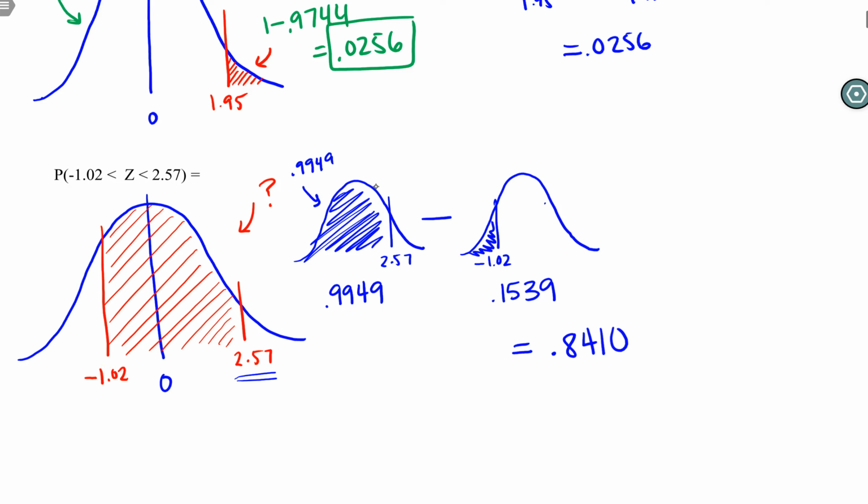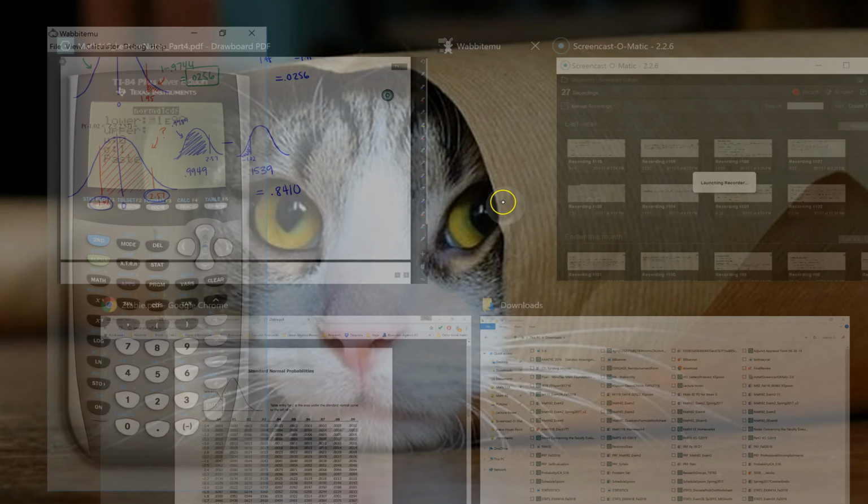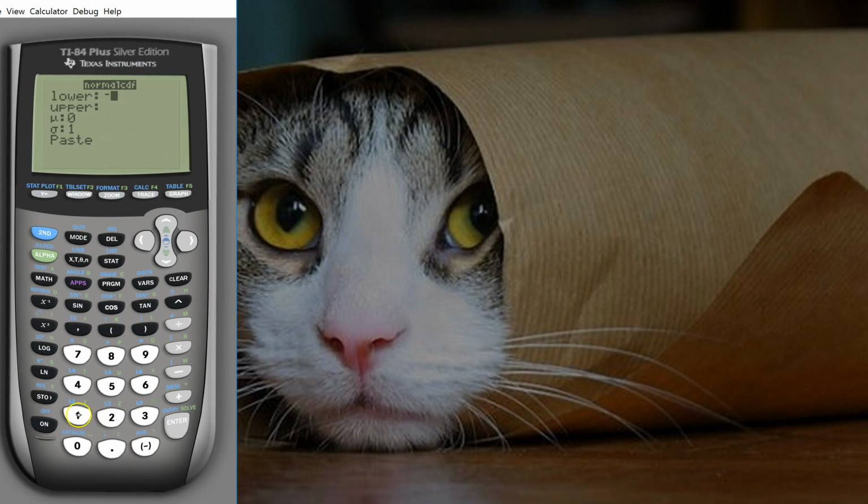Our lower bound is this, and our upper bound is here. So those are the two bounds of the area we're interested in, right? So all I need to do is type in my lower is negative 1.02 and my upper is 2.57. So go back to my calculator. My lower was negative 1.02.